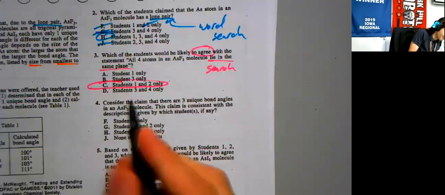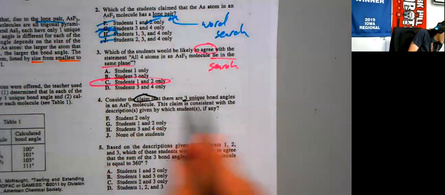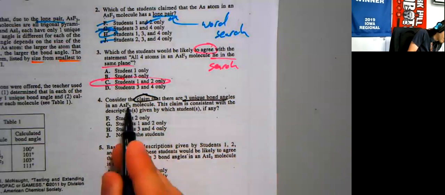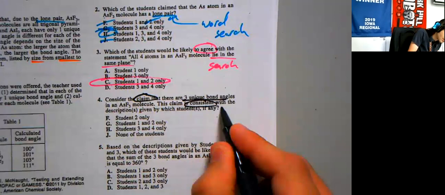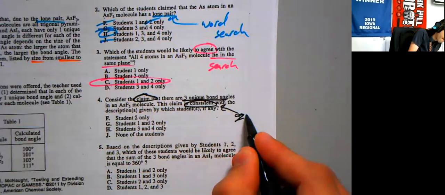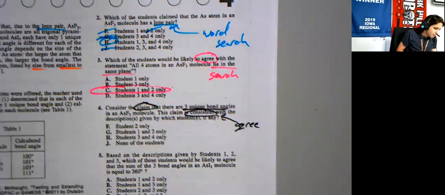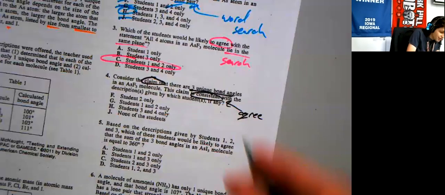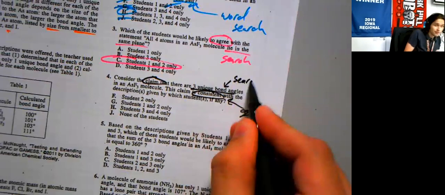Consider the claim that there are 3 unique bond angles in an AsF3 molecule. This claim is consistent with the descriptions of what students? Consistent, recall, agrees with, aligns with, matches up with, whatever. Okay, 3 unique bond angles. If you search for unique bond angles, you will find the answer.